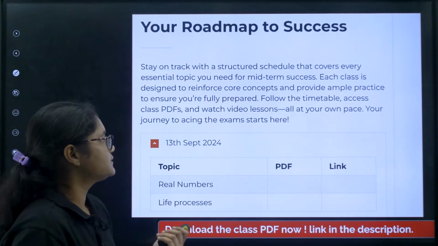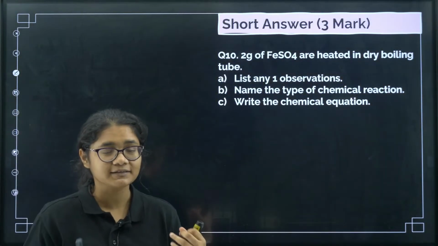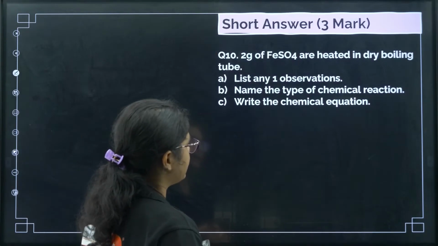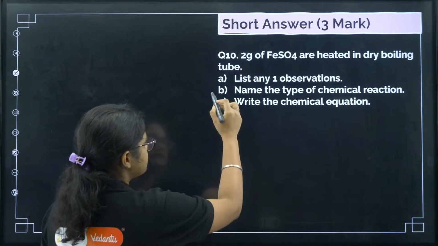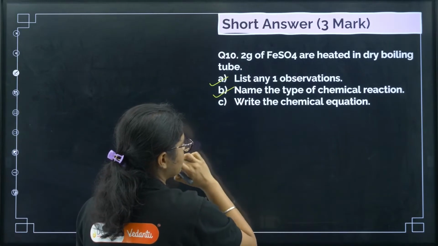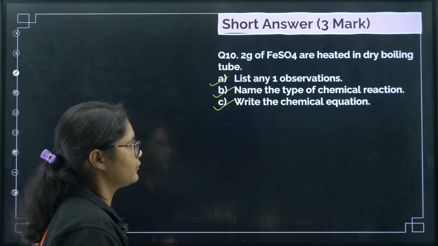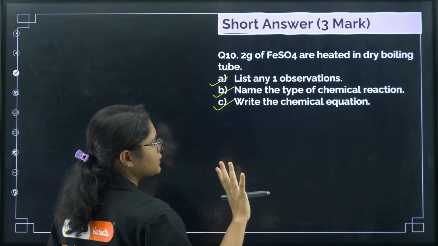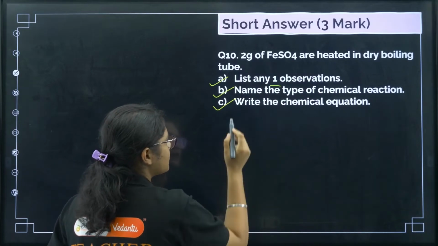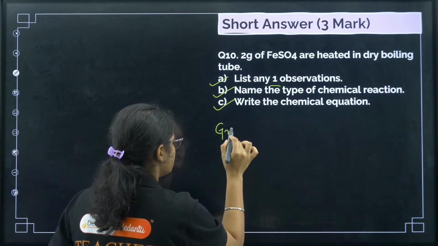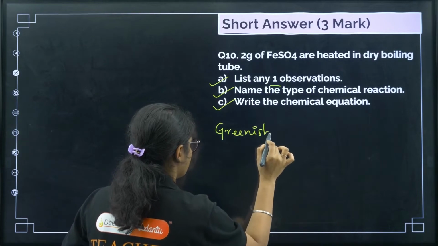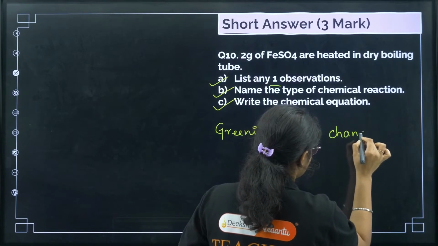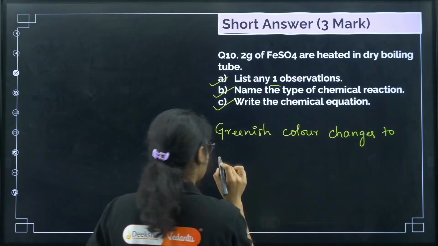Fine. Next, we'll practice more 3-marker questions. Now, 2 gram of FeSO4 is heated in a dry boiling tube. List any one observation, name the type of chemical reaction and write the chemical equation. So now if you see, again 3 points have been asked, 3-marker questions. You just need to write one observation. So I have already told you what the observation is here. Greenish color changes to brown color.